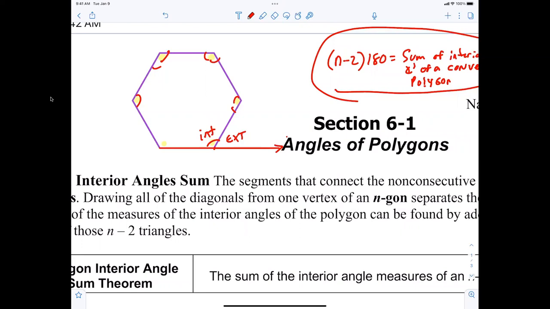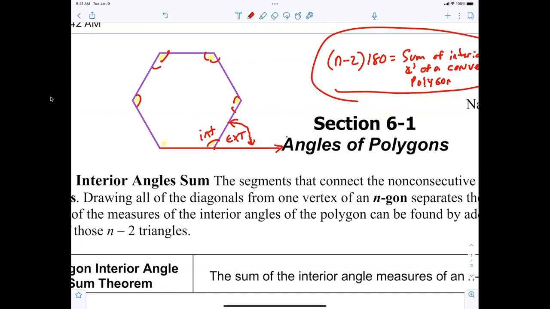So can someone tell me what the measure of this exterior angle would be if it's a regular hexagon? What would that be? Tell me. What if it's like 180 minus the interior angle? No, well, yeah, but I want to know it quicker than that even. What did we say the sum of the exterior angles were? Tell us, Walt. It is 60. But how do we get that?